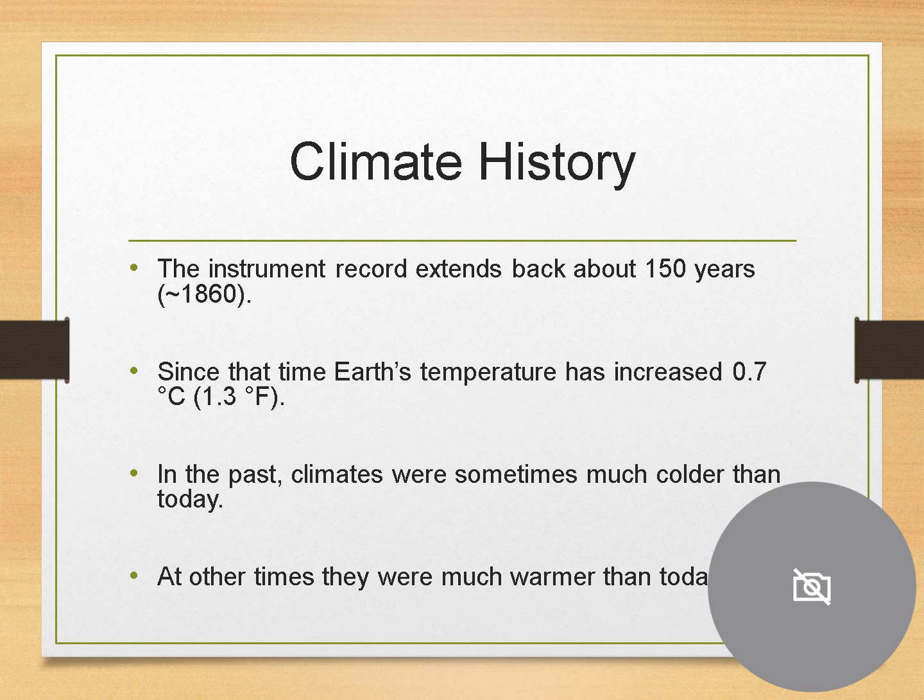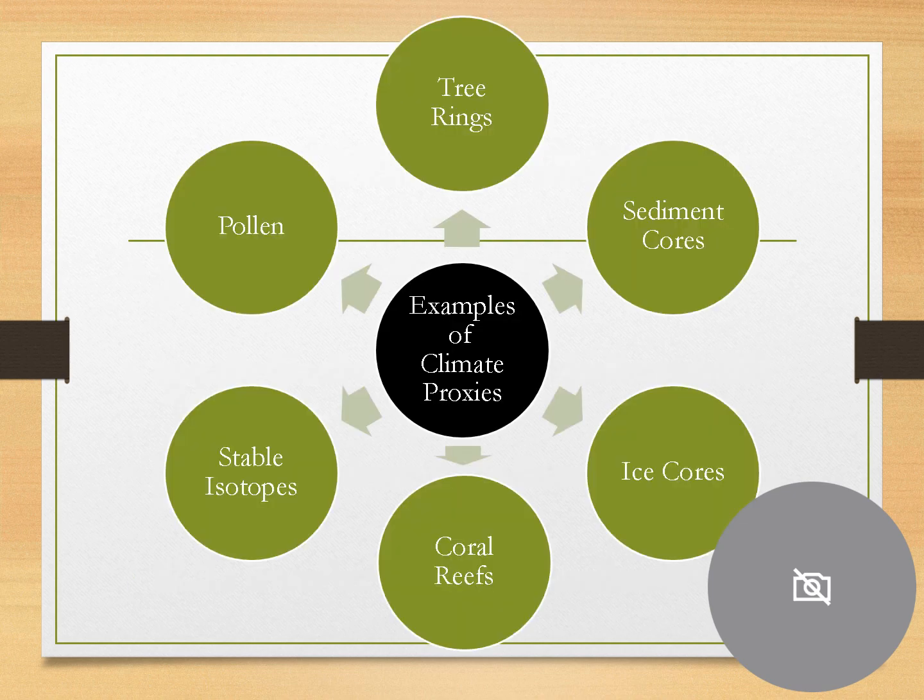Here is climate history. The instrument record extends back about 150 years. Since that time, Earth's temperature has increased by 0.7 degrees centigrade. In the past, climates were sometimes much colder than today. At other times, they were much warmer than today. Here is an example of climate proxies, such as tree rings, sediment cores, ice cores, coral reefs, stable isotopes, and pollen.